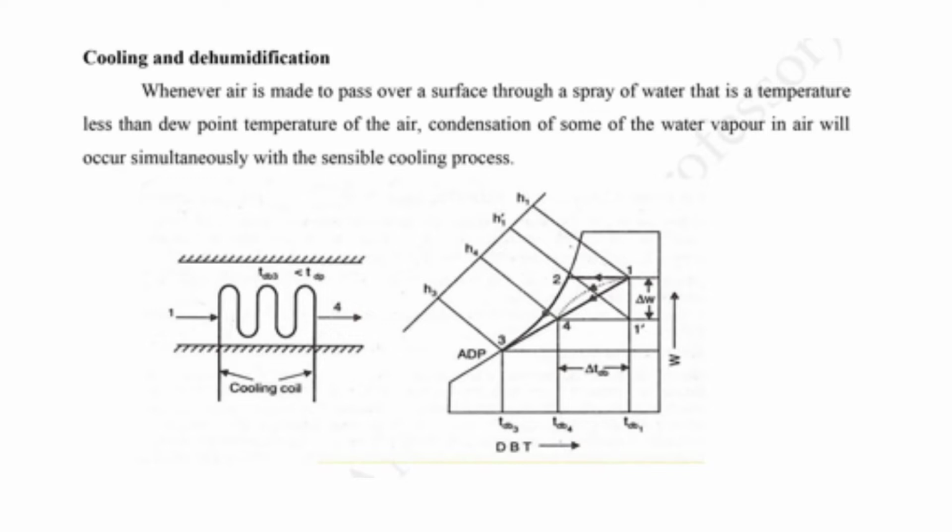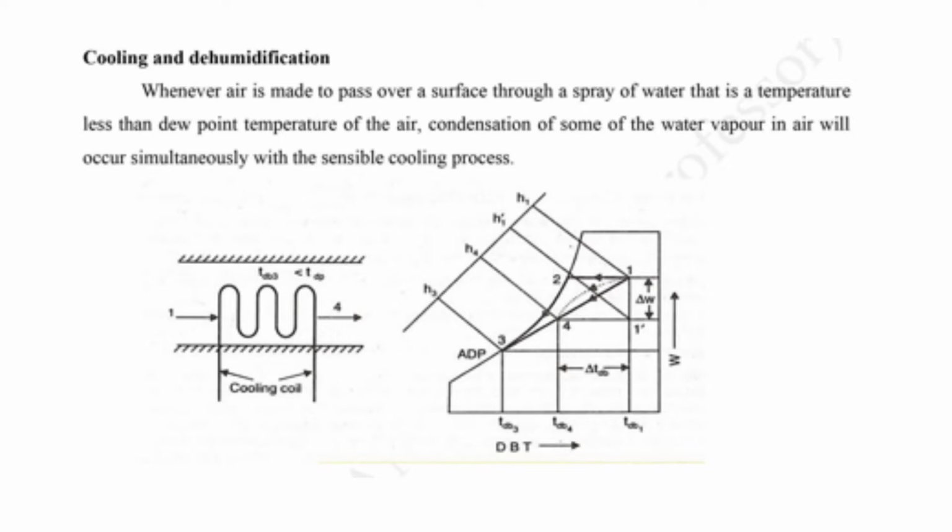chart will provide the dew point temperature and dry bulb temperature, enthalpy, ADP, adiabatic process, and delta W, and the vertical axis provides the W value, and the change in dry bulb temperature is also obtained directly from the psychrometric chart.